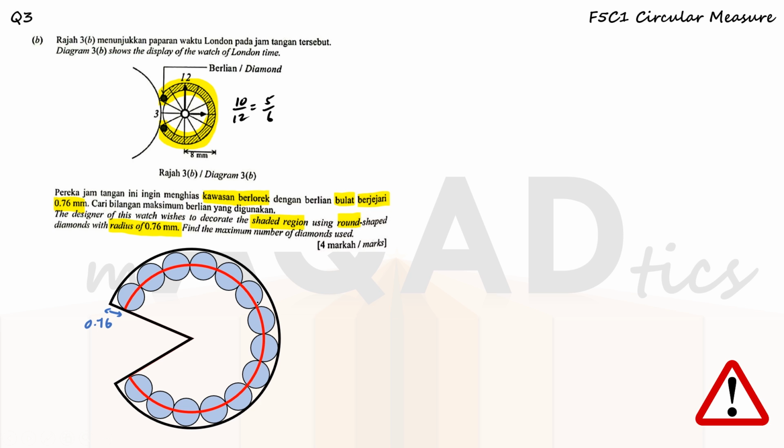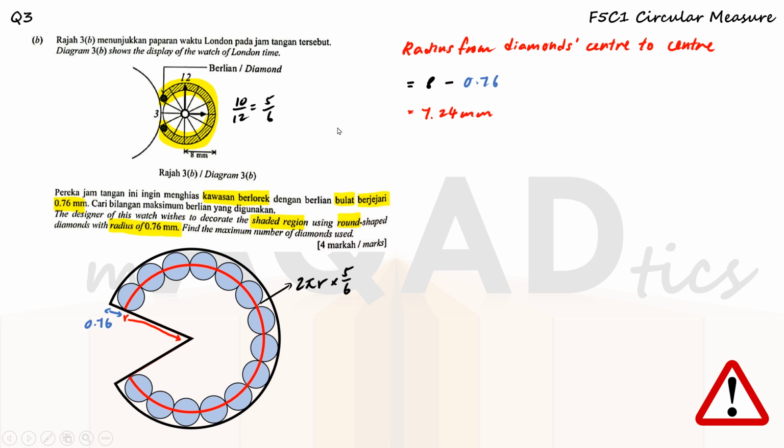Okay, so for this length, what I will do is use the 2πr circumference formula, and then I multiply by 5/6. But here we don't have the radius yet, right? So let's find the radius first. The radius from the diamond center to the center, which is here. The original radius is 8, so minus the 0.76, you will get this value. So the new radius is 7.24.